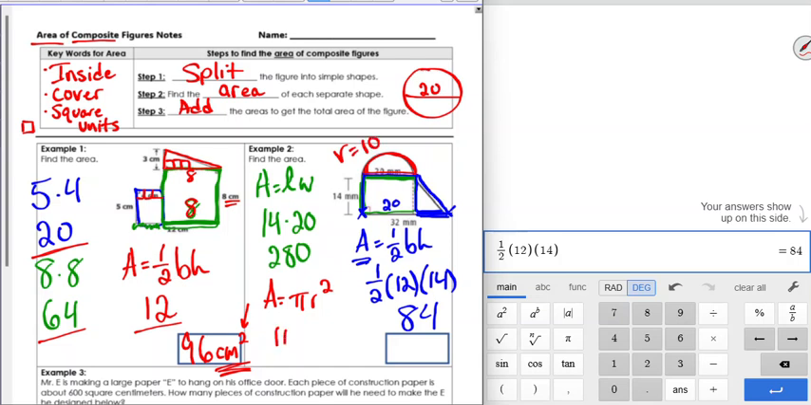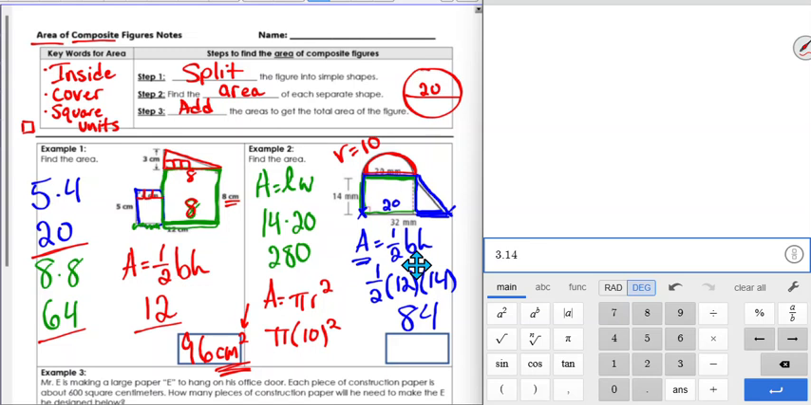So I'm going to do pi times 10 squared. That's exactly how I'm going to type it into my calculator. Although I'm going to change pi into 3.14. You can use the pi key also. I just know that the SOL uses 3.14, so that's what I'm going to use. And then we're going to do 10 squared. And that tells us that the full area of a circle that looks like that is 314.